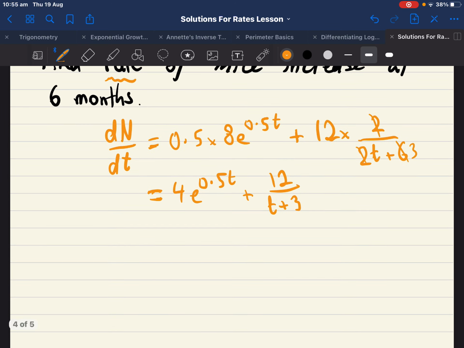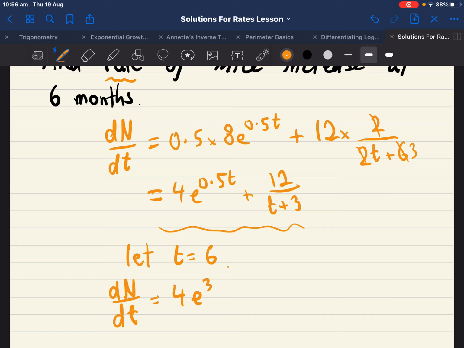This expression right here gives us the rate at which the mouse population is changing. If we want to find out how rapidly that population is changing after 6 months, we're going to let t equal 6. We plug it in, and now it just becomes a calculator step again, right? So you've got a half times 6. I'm just going to go straight to 3 there. Forgive me.